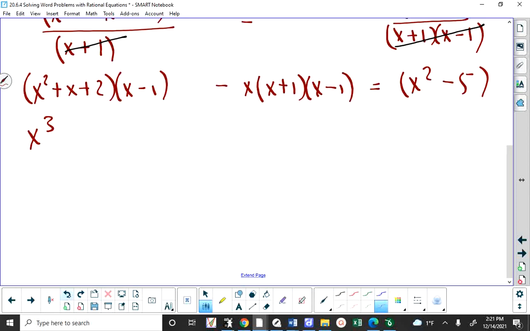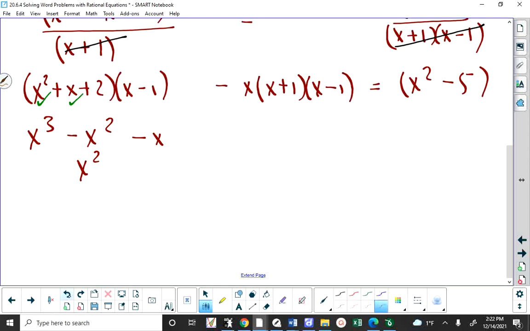X squared times x is x cubed. X squared times negative 1 is negative x squared. And basically what I'm doing now in my head is I'm saying I'm done with the x squareds, and I move on to the x's. X times x is x squared. Oh, well, let's put it with the other x squareds. And x times negative 1 is negative x. And then I say, well, I'm done with the x.